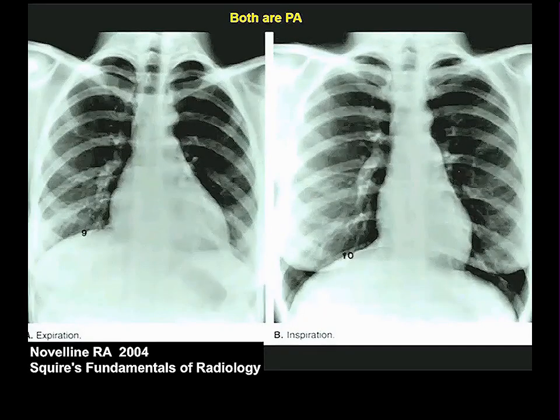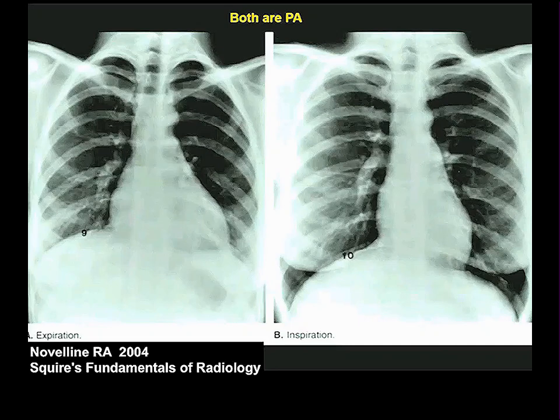Also, something you have to know about is the state of inspiration or expiration of the patient. Now, in fact, you're not going to be told this unless something goes wrong. Always, when people have PA chest films done, or any kind of chest film, the patient is asked to take a deep breath in, and that's to expand the lungs as much as possible. And that's what you get.